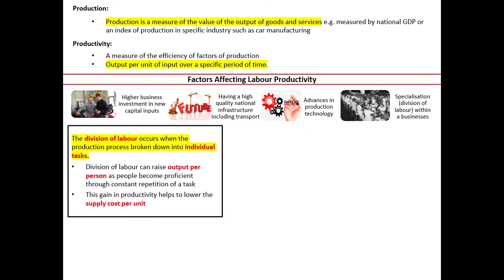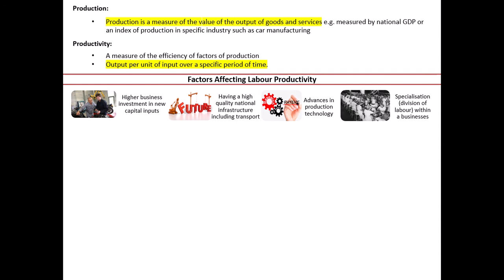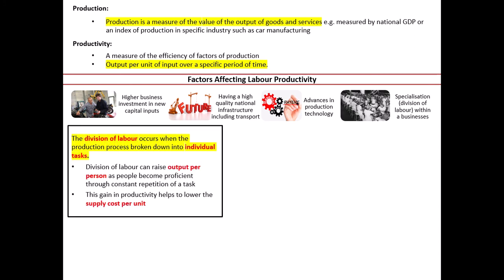So next then, please, can you define the division of labour? So you can pause the video and have a go at defining that, please. So hopefully you've got that the division of labour occurs when the production process is broken down into individual tasks. So it's taking one massive piece of production and breaking it down into individual tasks. For example, that Adam Smith spoke about in his book Wealth of Nations in the pin factory. Okay, so he discussed how if you break the task into individual processes, that it can improve output substantially.